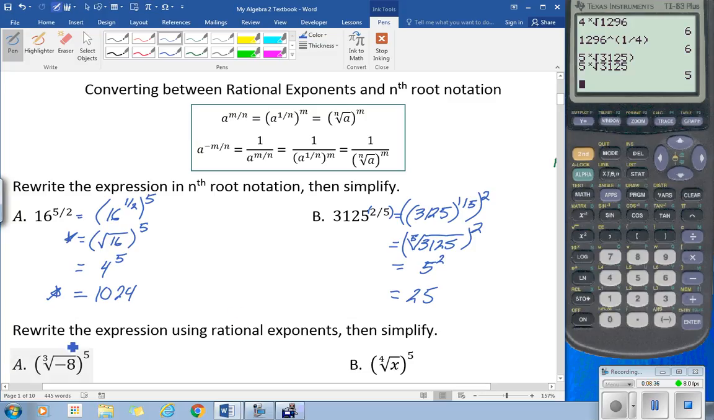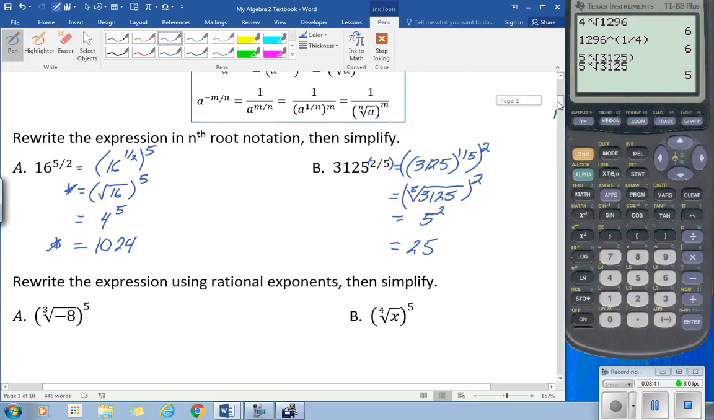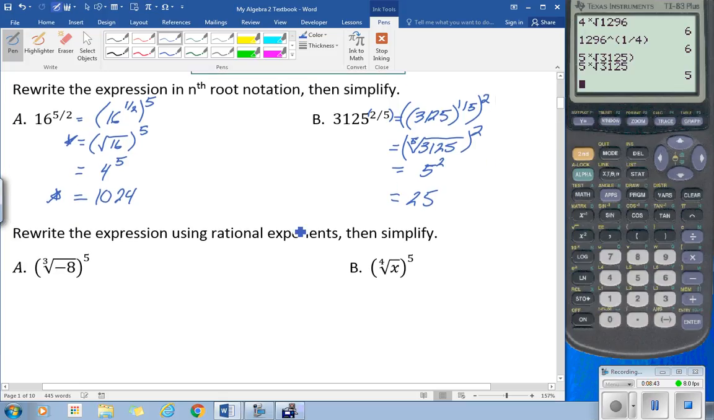All right, so here we go. Let's see if we can't change these around. Let's go the other direction. And let's see if we can rewrite these expressions in rational exponents, and then we'll simplify them. So let's see. We have the cubed root of -8 to the 5th. This is no longer an issue. We can actually take the cubed root of negative numbers.